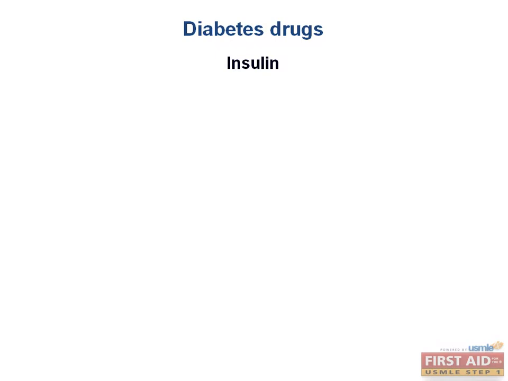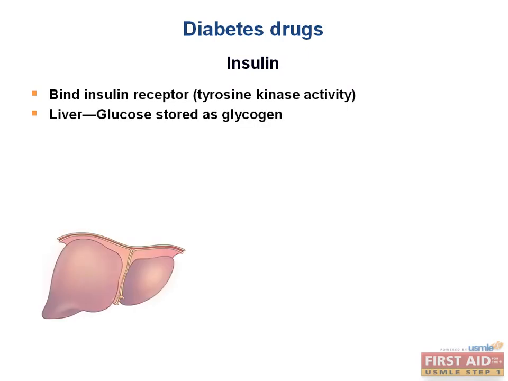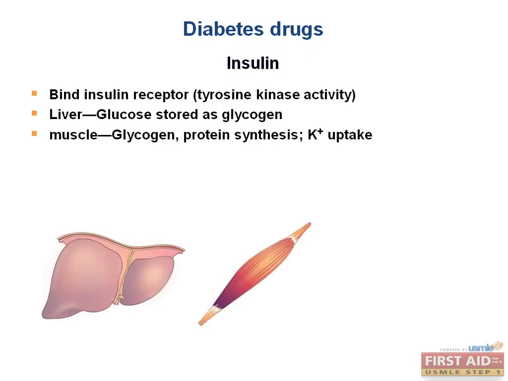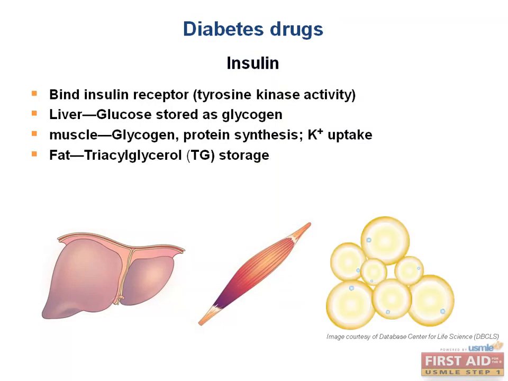Briefly, I want to go over what the effects of insulin are. Remember, it binds to insulin receptors, which have tyrosine kinase activity, and this brings about different effects depending on tissue type. In the liver, it stimulates the conversion of glucose to glycogen. In muscle, it increases glycogen and protein synthesis. In addition, it will also increase potassium uptake. In adipocytes, it increases triglyceride storage.